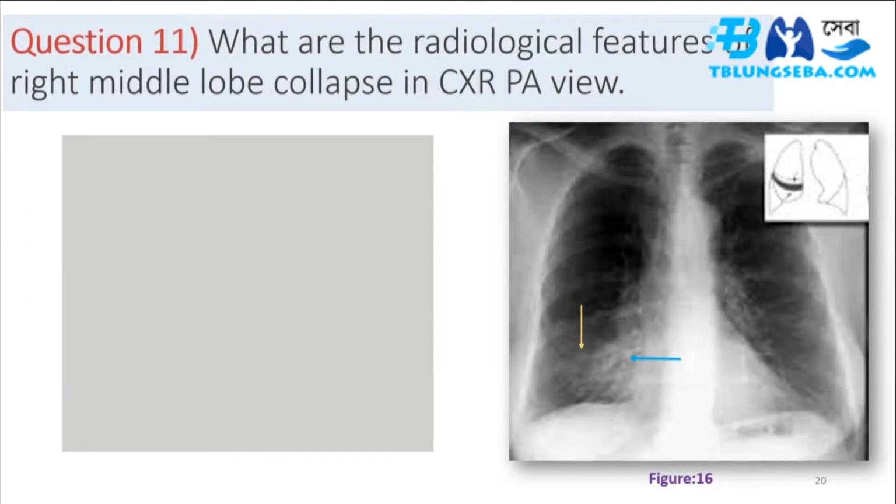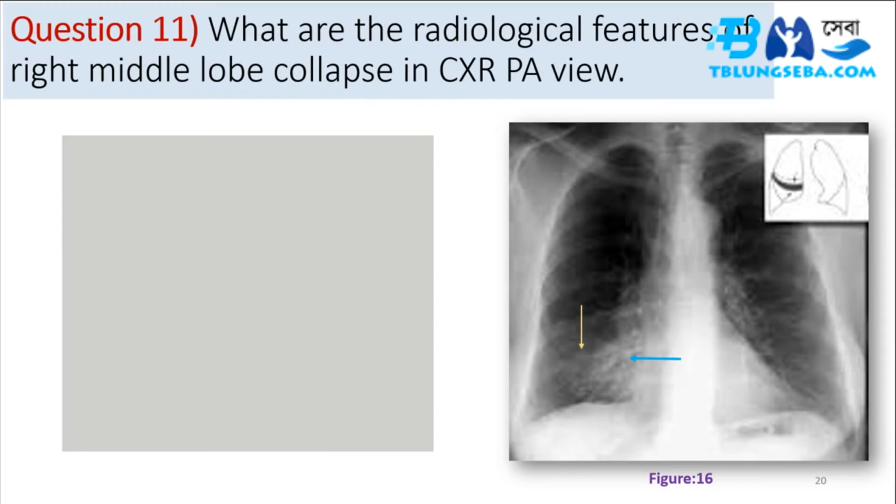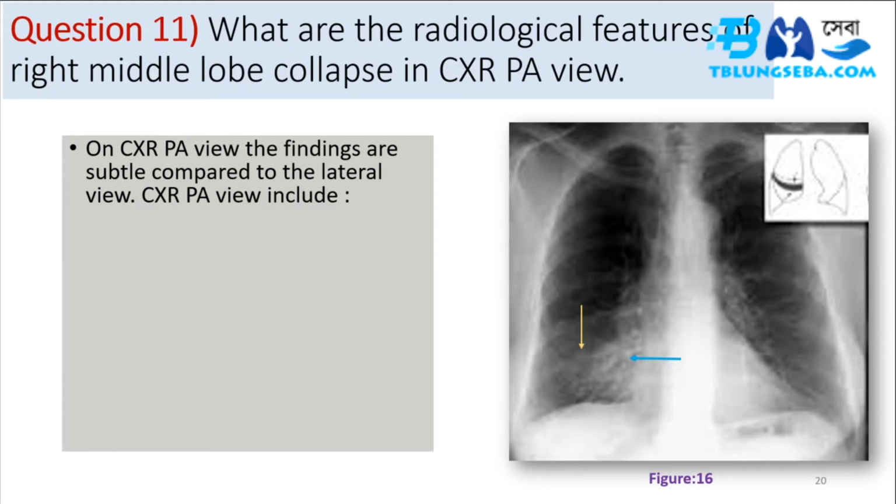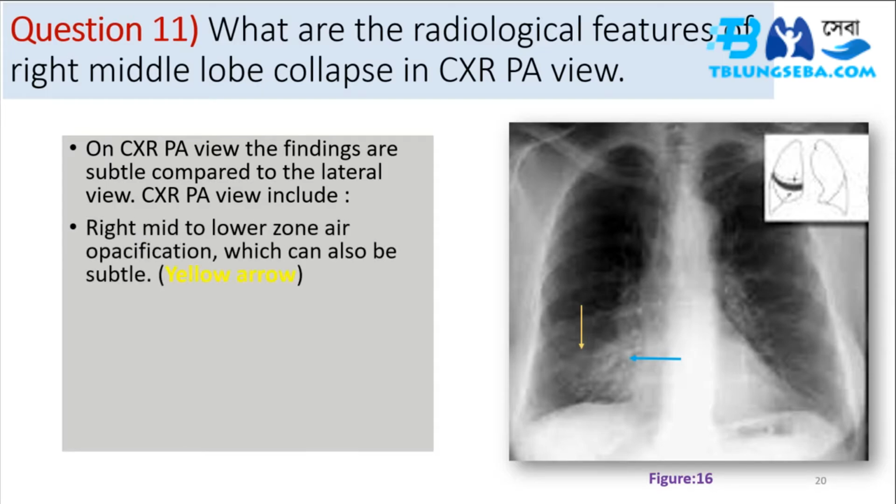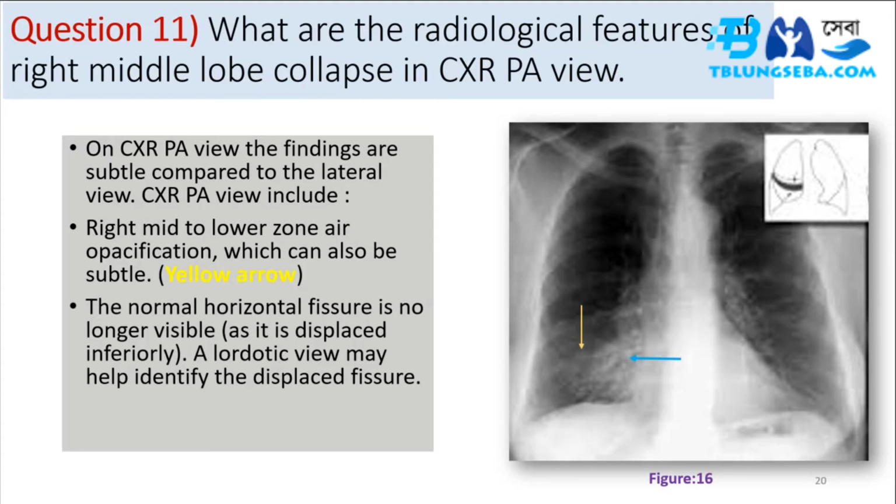Question 11. What are the radiological features of right middle lobe collapse in CXR PA view? On CXR PA view the findings are subtle compared to the lateral view. They include right mid to lower zone airspace opacification, which can also be subtle, yellow arrow. The normal horizontal fissure is no longer visible, as it has displaced inferiorly. A lordotic view may help identify the displaced fissure. Obscuration of the right heart border.